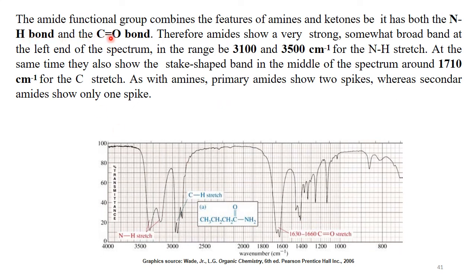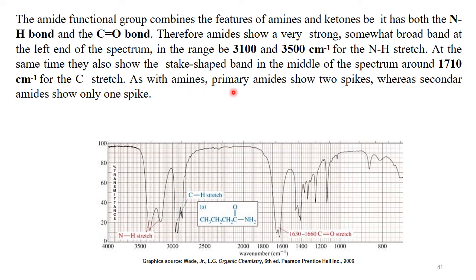The amide functional group combines the features of amines and ketones to have both the NH bond and the C double bond O bond. Therefore, amides show a very strong, somewhat broad band at the left end of the spectrum in the range 3100 to 3500 for the NH stretch. At the same time, they also show the stake-shaped band in the middle of the spectrum around 1710 centimeter inverse for the carbonyl stretch.